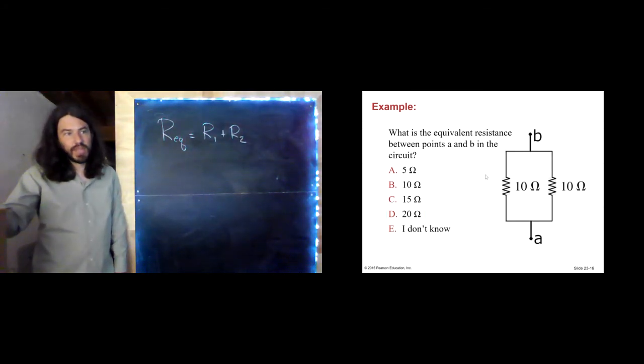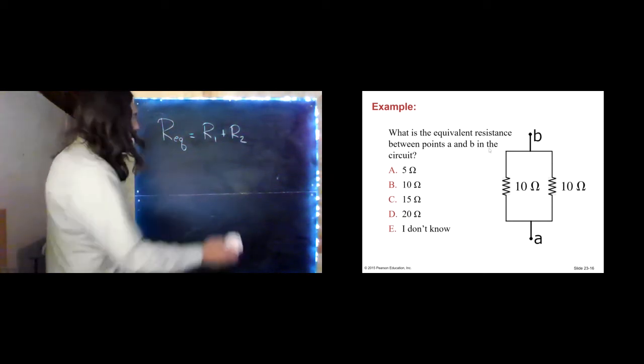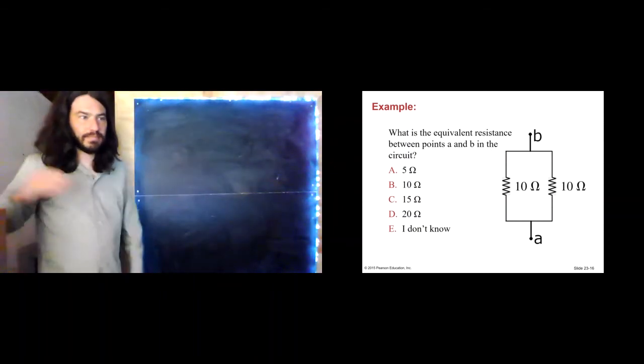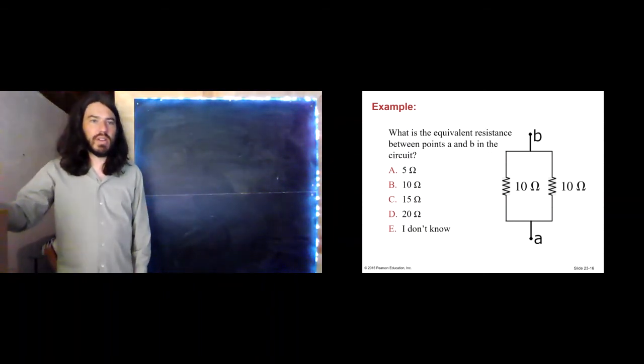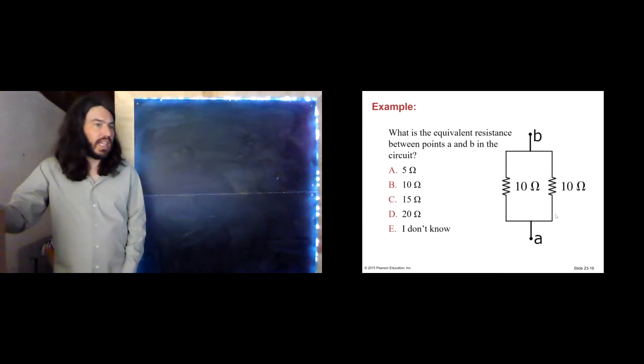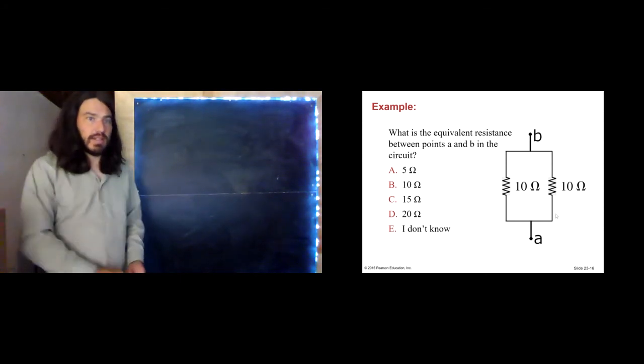Here's the parallel version. What is the equivalent resistance between A and B in the circuit? I'll erase this so it doesn't trick you. Why don't you consider that, and I'll see you on the other side. Now, is there a junction between these? You bet there is right here. If I hooked them up to the battery, would they have the same potential? Yes, they would. Therefore, these are definitely in parallel, not in series.